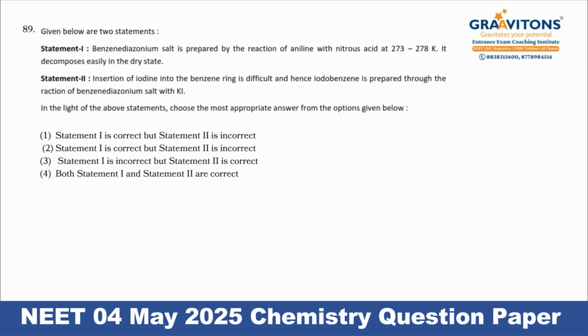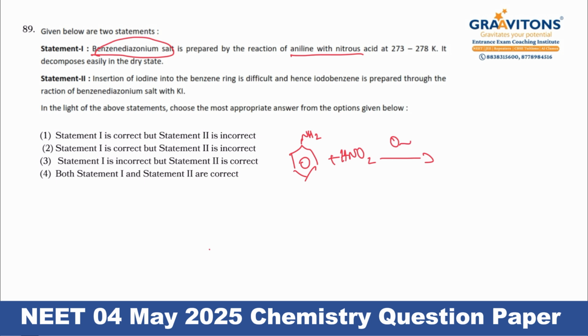89th question. Given below are two statements. Statement 1: benzene diazonium salt is prepared by the reaction of aniline with nitrous acid at 0 to 5 degrees Celsius, and it is given 273 to 278 Kelvin. It decomposes easily in dry state. So here you can find the preparation of benzene diazonium chloride in most of the questions from aniline and nitrous acid, isn't it? So aniline, C6H5NH2 plus HNO2, 0 to 5 degrees Celsius, you will have the formation of benzene diazonium chloride.